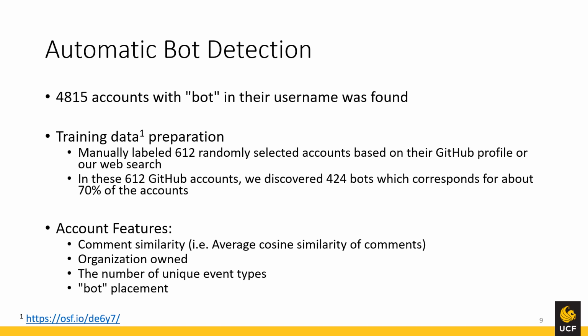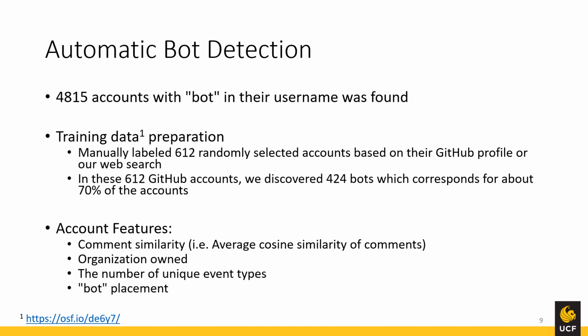We prepared our training data by first finding all accounts that have the word bot in their username, and then manually labeled a subset of these accounts based on their GitHub profile and our web search. In 612 accounts that we looked at, we found 424 bots. Then we extracted features for all these accounts.